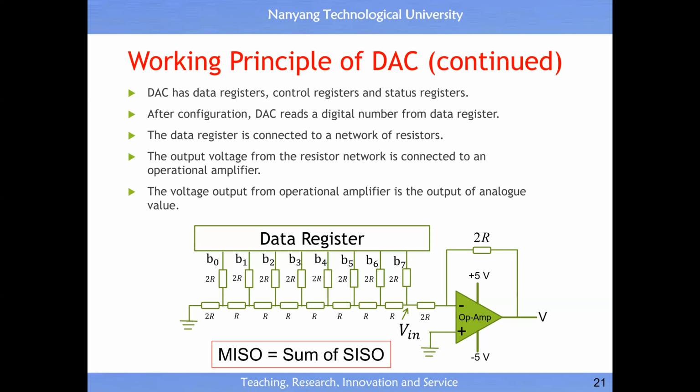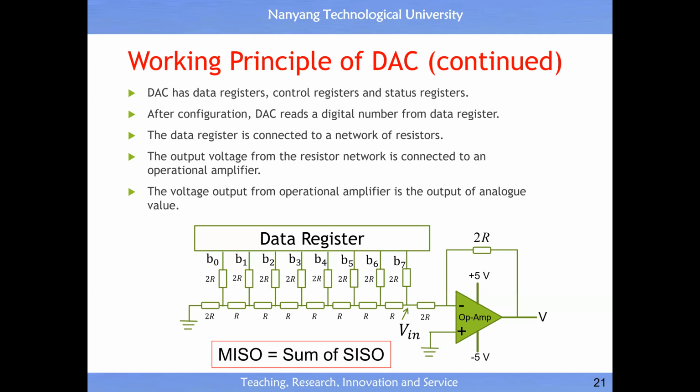Because B7 are 0, then 2R is in parallel channel. Because look at the operational amplifier, another input connects to the ground. So it's equivalent, both inputs are to the ground, 0, right? So the 2R connected in parallel become R. Then R plus R become a 2R.